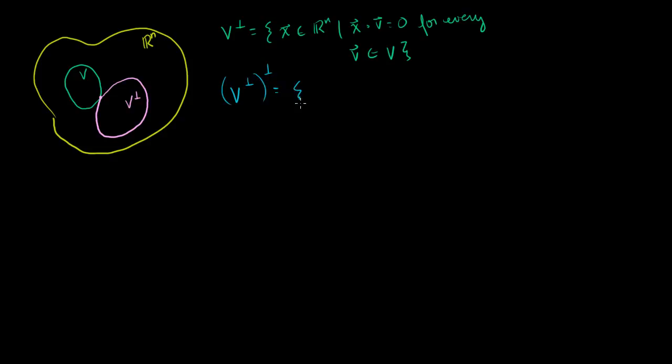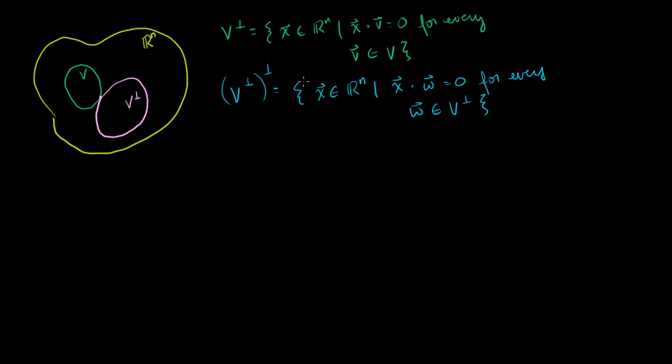So this is going to be all of the x's. Let's just write it like this. All of the x's that are members of Rn such that x dot w is equal to 0 for every w that is a member of the orthogonal complement of V. That's what that thing is saying. So it's all of the vectors in Rn that are orthogonal to everything here. Now, obviously, all of the things in V are going to be a member of that because these guys are orthogonal to everything in these guys. But maybe this is just a subset of the orthogonal complement of the orthogonal complement.